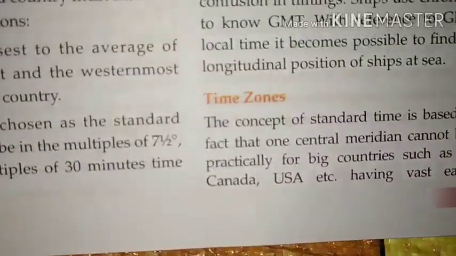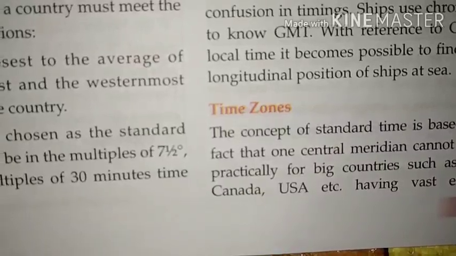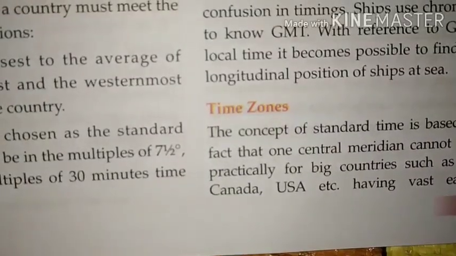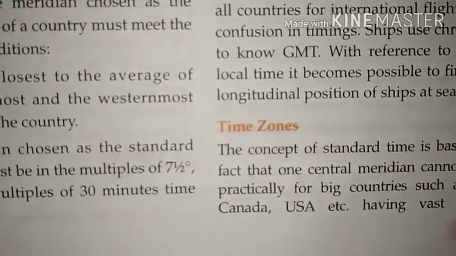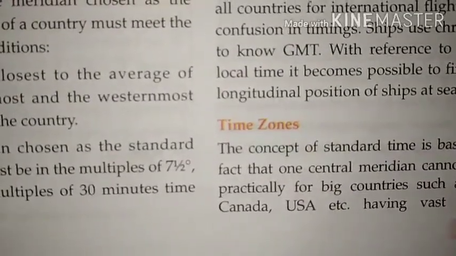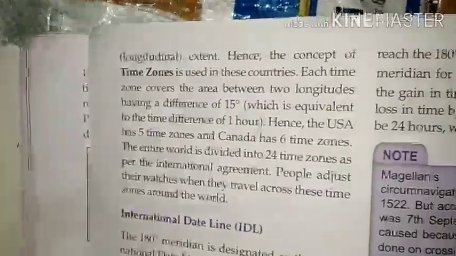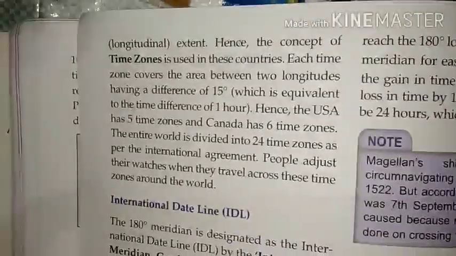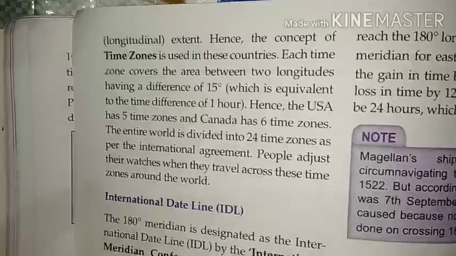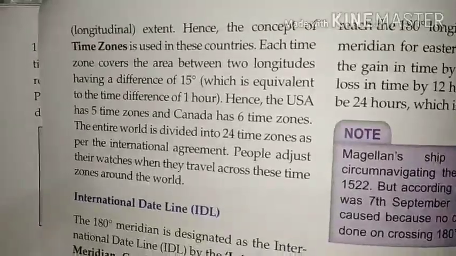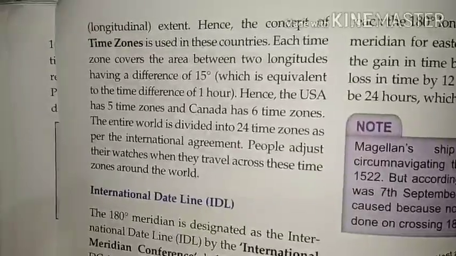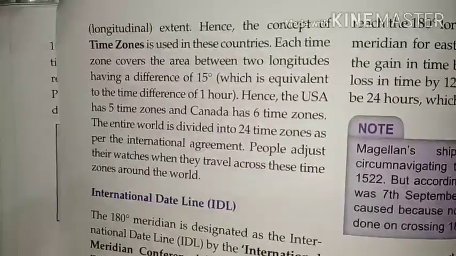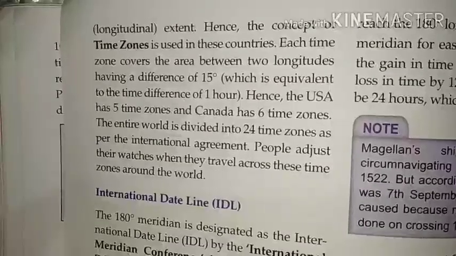Now time zones. The concept of standard time is based on the fact that one central meridian cannot be used, particularly for a big country. I will give an example: Russia, America, Canada. The east-west extension of these countries is very high. That is why one single central meridian, or standard time, will not work. So they take more than one standard time, so time zones are used in these countries.